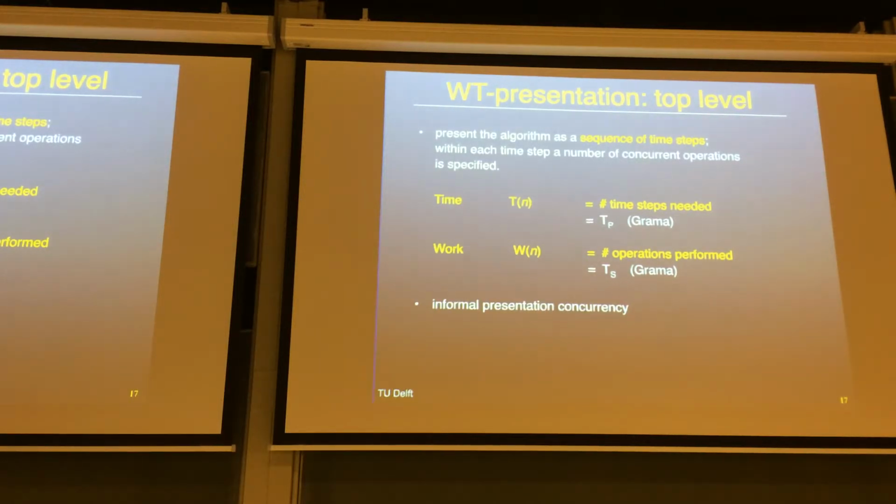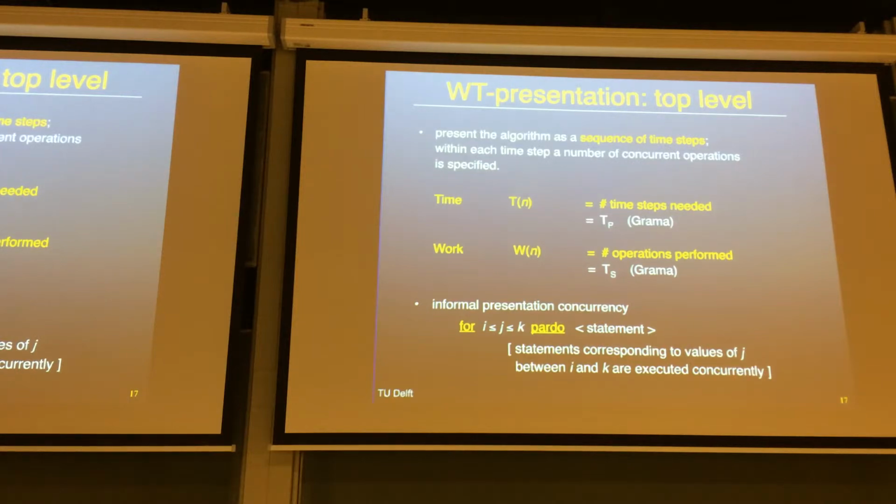So, what ways are there to express concurrency? Well, the basic statement we will use for concurrency is a very simple one: for j between i and k par do, and a certain statement. That means that statements corresponding to the values of j between i and k are executed concurrently. So for all these values of j, what follows here is done, with a complexity that's equivalent to the complexity of this statement.